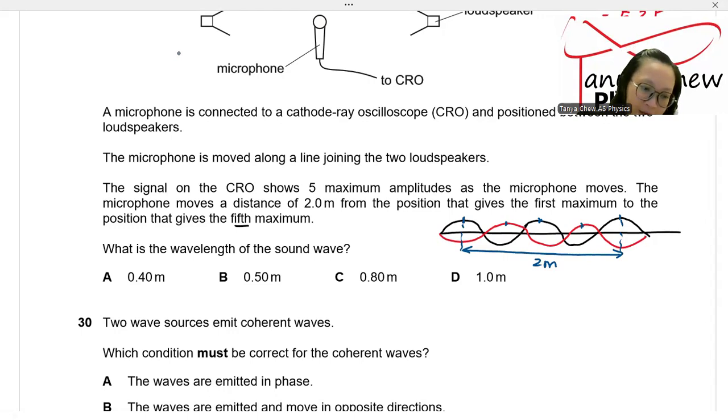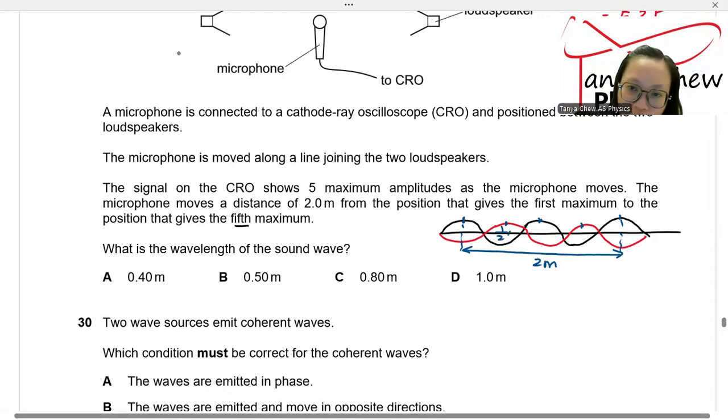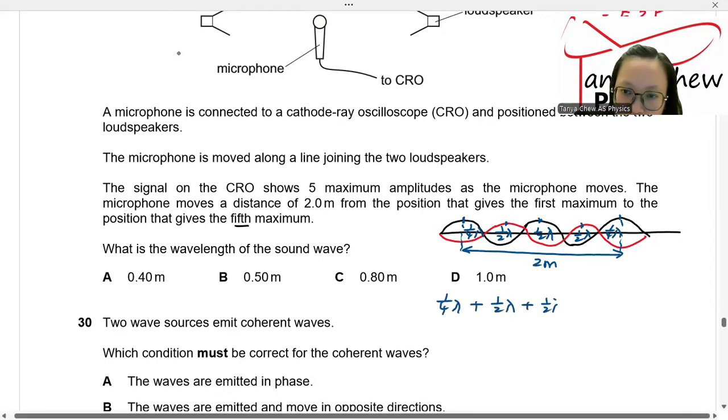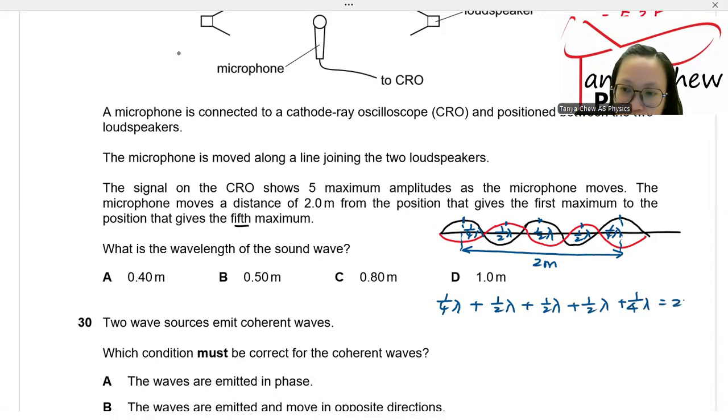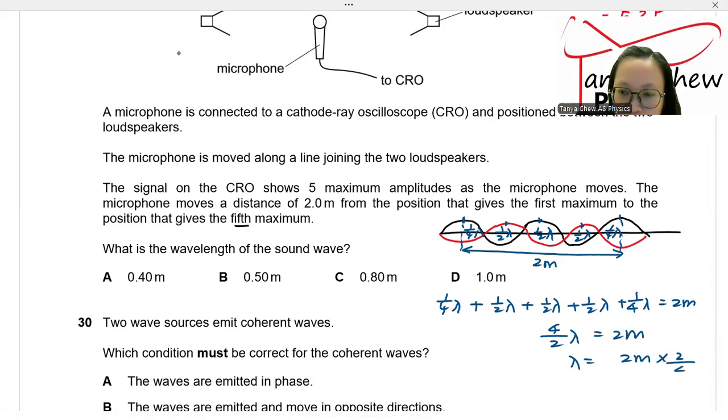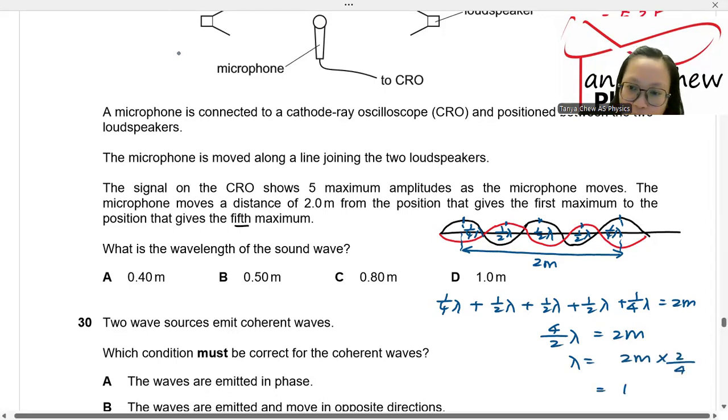What is the wavelength? So you have to know that this is 1 over 2 lambda, 1 over 2 lambda, 1 over 2 lambda, 1 over 4 lambda, and this is 1 over 4 lambda. So 1 over 4 lambda plus 1 over 2 lambda plus 1 over 2 lambda plus 1 over 2 lambda plus 1 over 4 lambda is equal to 2 meter. 1, 2, 3. This is 4 over 2 lambda is equal to 2 meter. Lambda is equal to 2 meter times 2 over 4. So your lambda is 1 meter. The answer is D.